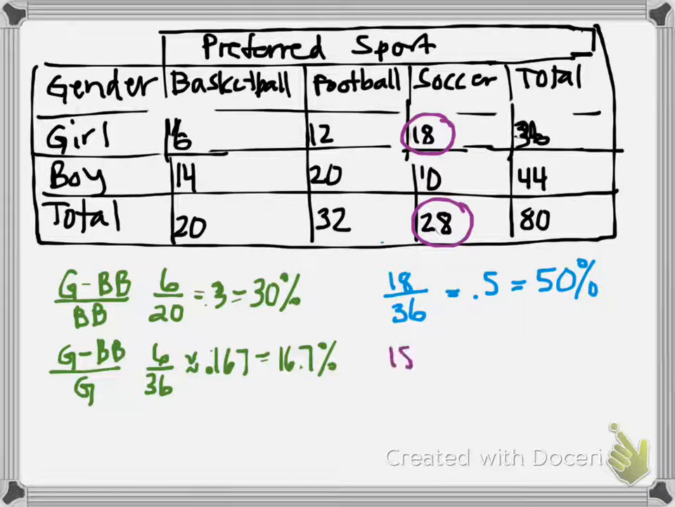So in that case, we get that number to be about 0.643, so that's rounded, which would give us an answer of about 64.3%. So right there, that tells me that more girls like soccer than boys like soccer, because we were comparing to total people who chose soccer. So percentage-wise, there were more girls that chose soccer as their preferred sport. Okay?